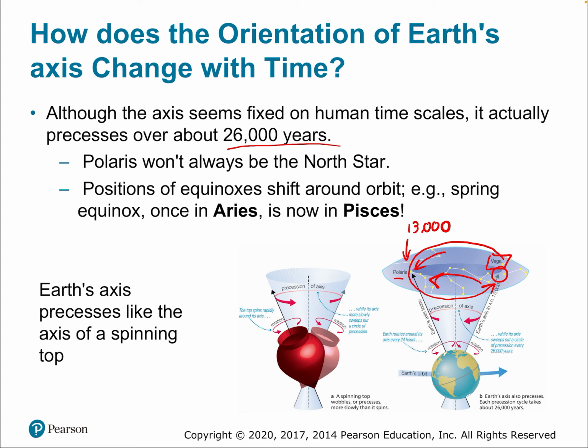Okay, so the positions of the equinoxes shift around the orbit. So the spring equinox, once in Aries, is now in Pisces. And this is certainly the sort of thing that was recorded by early peoples. All right, so that's the precession, just like a spinning top. Spinning tops have precessions that are probably a fraction of a second for a normal toy spinning top. But here we have a much larger object, a lot more mass, so we have a much more elongated precession, 26,000 years. But it's the same physics.